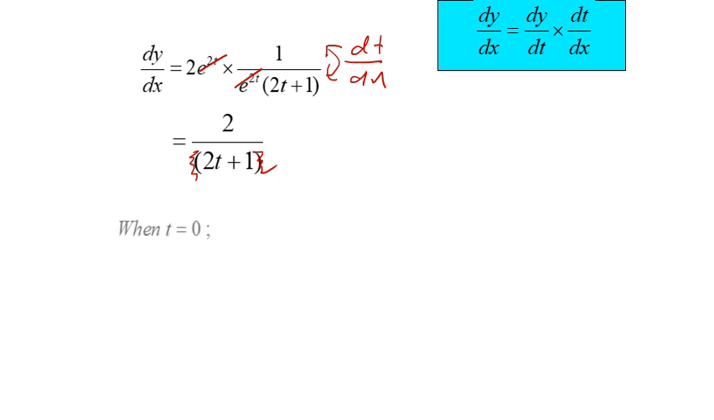Right, next. Given when t equals 0. In this case, not only do we find dy/dx, but we also have to substitute the value of t. So substitute t equals 0. We got the value of dy/dx is 2. Remember in this question, we have to substitute values. If the value of t is easy, it's just straightforward.